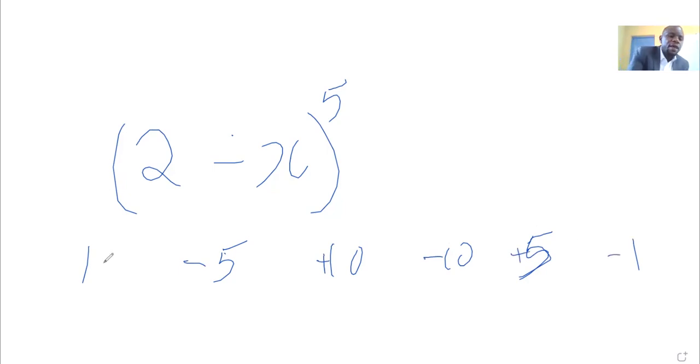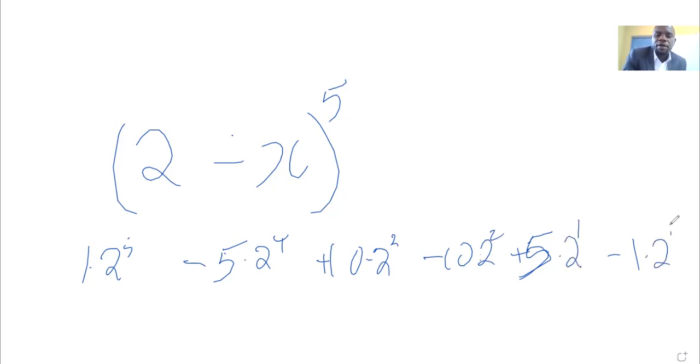Now, the powers of 2 will decrease from 5 to 0. Is that right? This will be 2 power 4, 2 power 3, 2 power 2, and then 2 power 1, and 2 power 0. And then this will be x power 0, x power 1, x squared, x cubed, x power 4, and then x power 5.